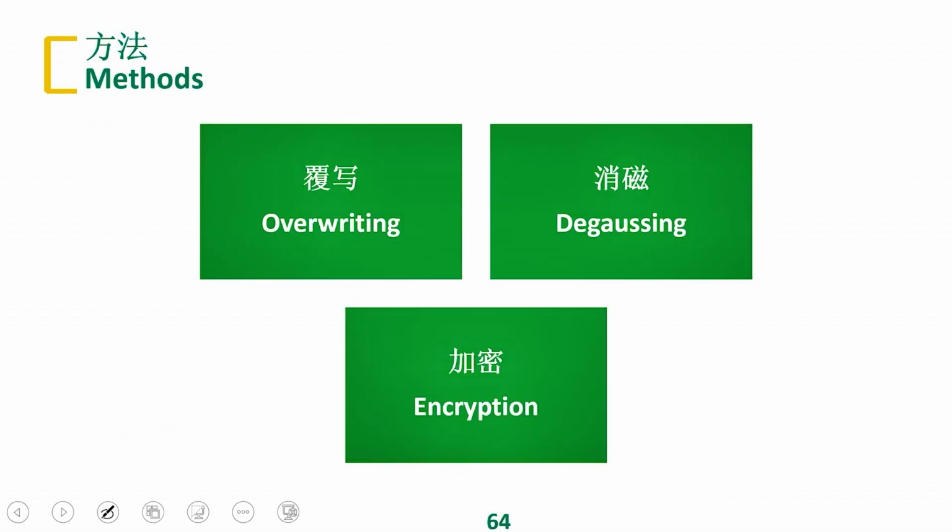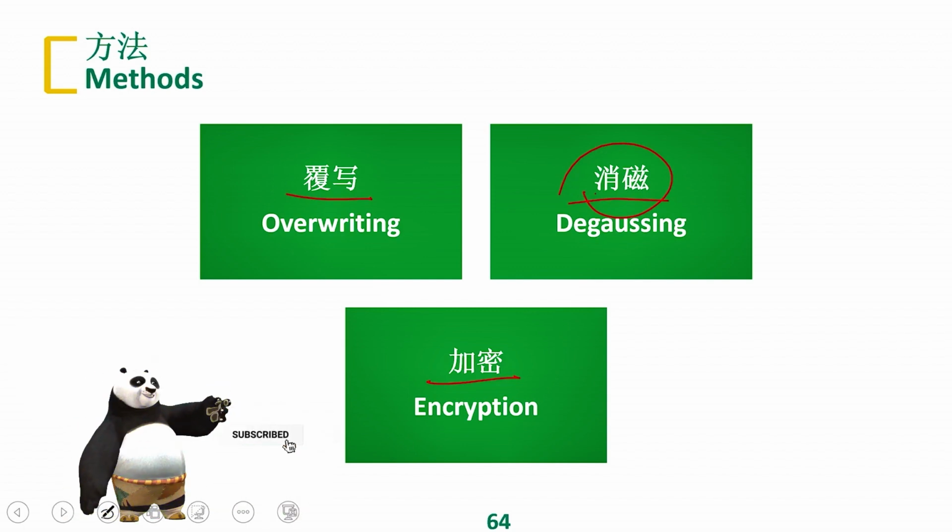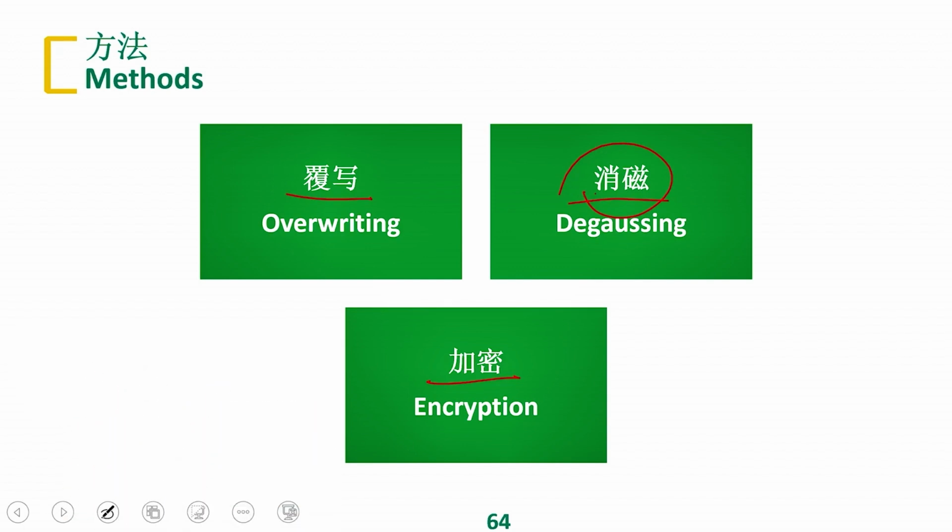For example, what can be used? As we mentioned earlier, overwriting can be used in the process of destruction, including encryption. We will talk about encryption later. There is also demagnetization. In fact, there is a method called demagnetization in destruction, using a demagnetizer. We put the hard drive in the demagnetizer. In fact, it is equivalent to damaging the physical function of the hard drive.